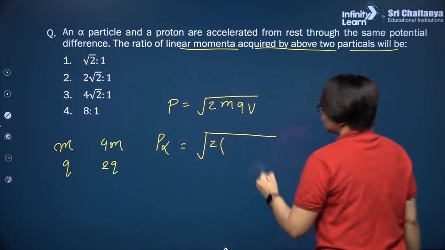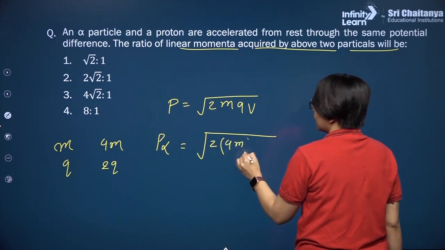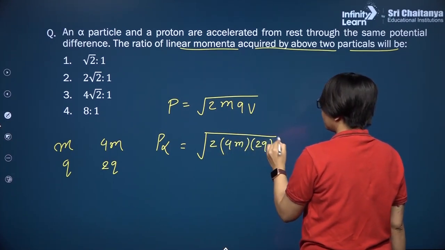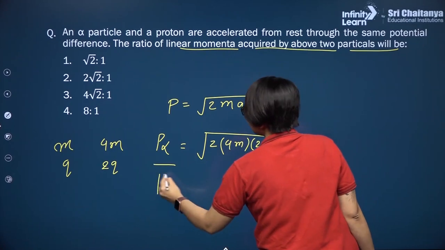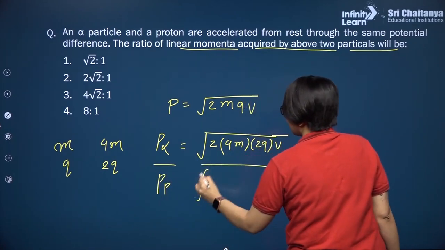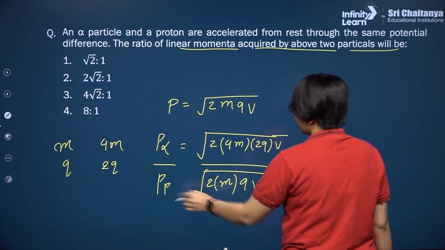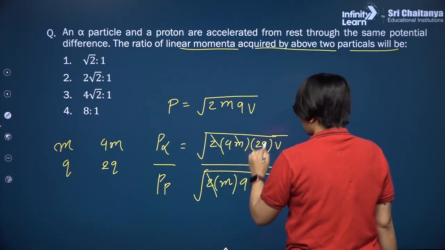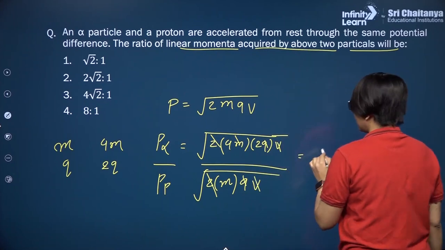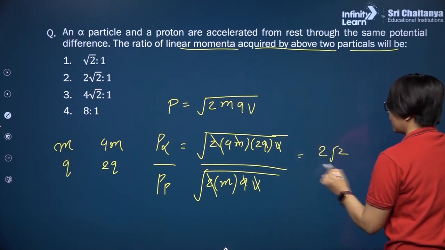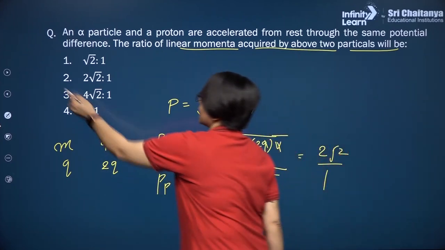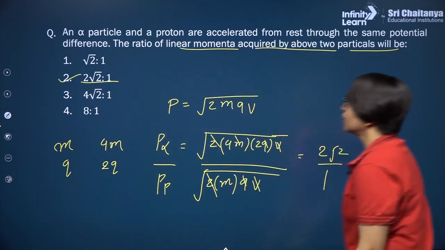So it is under root 2 into 4m into 2q into V, and for the proton it is under root 2 mqV. Divide it, cancel the common terms out, and you will get your ratio as 2 root 2 divided by 1, right. So the correct answer is option 2.